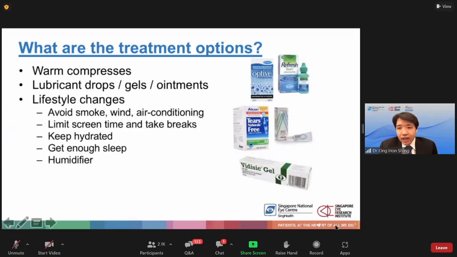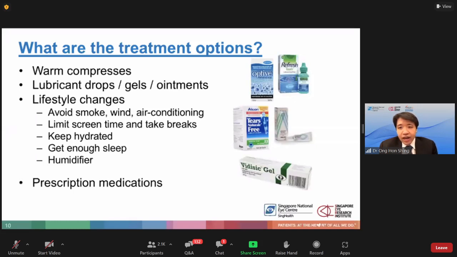If you have something in your life or your environment that is causing your dry eye or making it worse, you may try some lifestyle changes to control your symptoms. For example, try to avoid smoke, wind, or air conditioning. Screen time can make your dry eye worse, as you might forget to blink, so it's important to take regular breaks from staring at screens. Drink plenty of water to keep yourself hydrated. Lack of sleep can also cause dry eyes. And consider using a humidifier to keep the air in your home or workplace from getting too dry, which can also help.